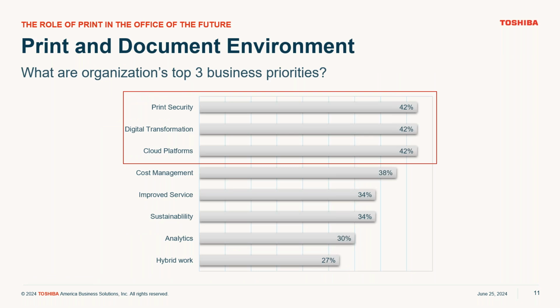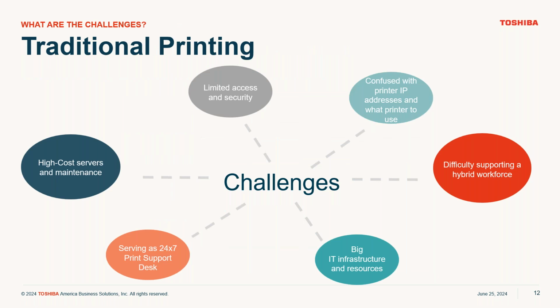Then we asked, from a technical perspective, what are the business's top priorities relative to the printing environment that they're in, and what are their top concerns? Of their top concerns, print security was number one, digital transformation, and cloud platform. So all three of those are things that we are going to be focusing the majority of the rest of this webinar around. How to help you print easier, how to talk a little bit about print security, digital transformation, and then also what is cloud enablement? What are the cloud platforms out there?